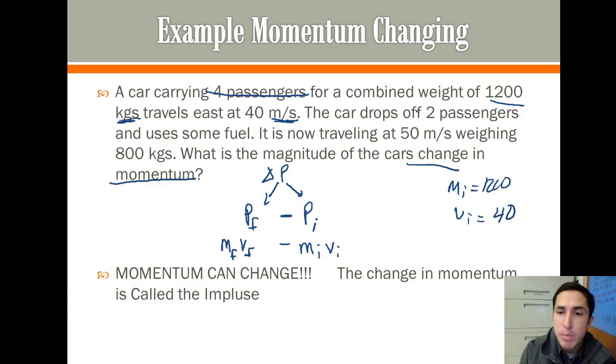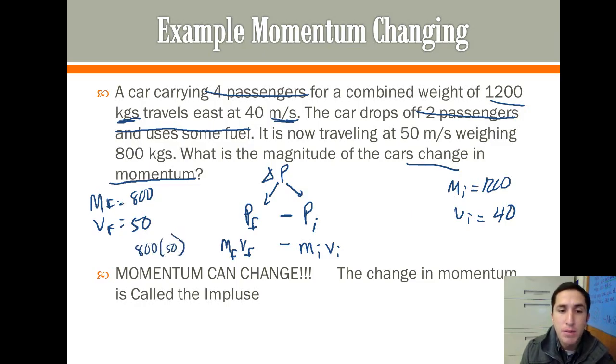The car drops off 2 passengers. I kind of don't care about that. Uses some fuel. It is now traveling at 50 meters per second. So it was at 40. That's your initial. Now it's at 50 meters per second. That's your final. And it is now weighing 800 kilograms. So if I multiply these guys, if I do 800 times 50, and then I do 1200 times 40, then I will have the pieces that I need to plug in.